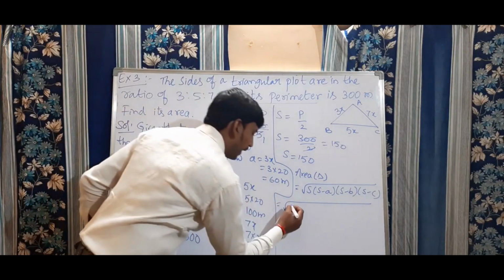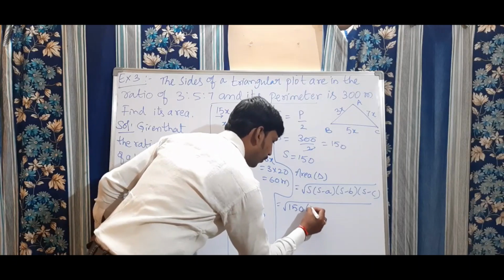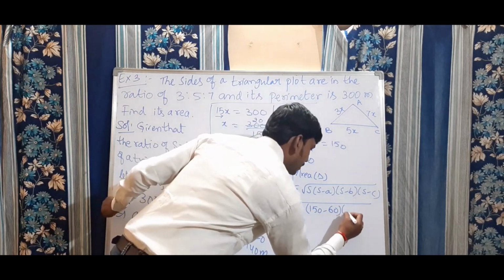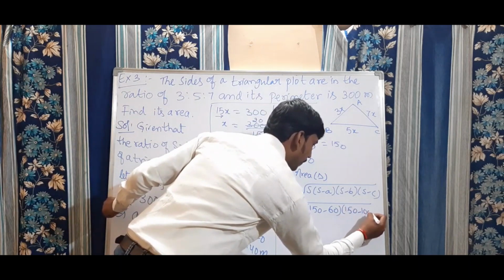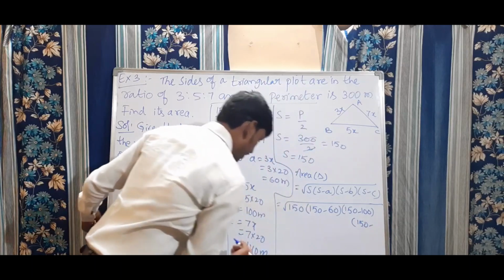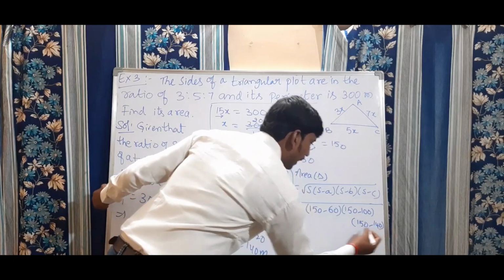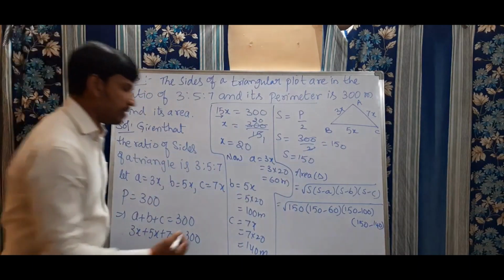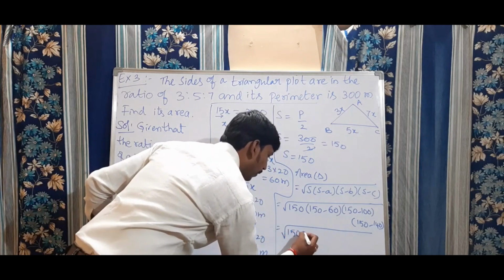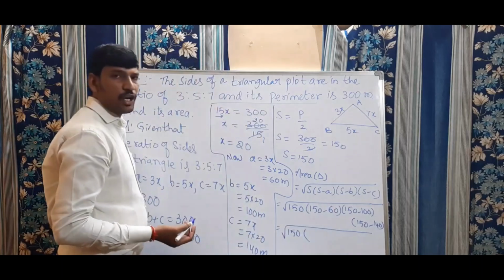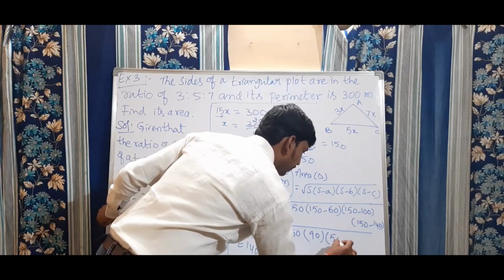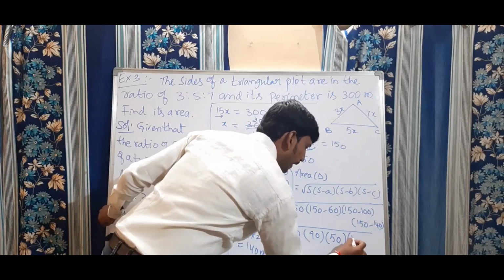S is equal to 150 into 150 minus 60, because that is a value, and 150 minus 100, that is b value. Okay, now into 150 minus 140, that is c value. Okay, I substitute all the values. Now which implies under root of 150 into, that is 150 minus 60 is how much? Yes, that is 90, into 150 minus 100 is 50, into 150 minus 140 is 10.